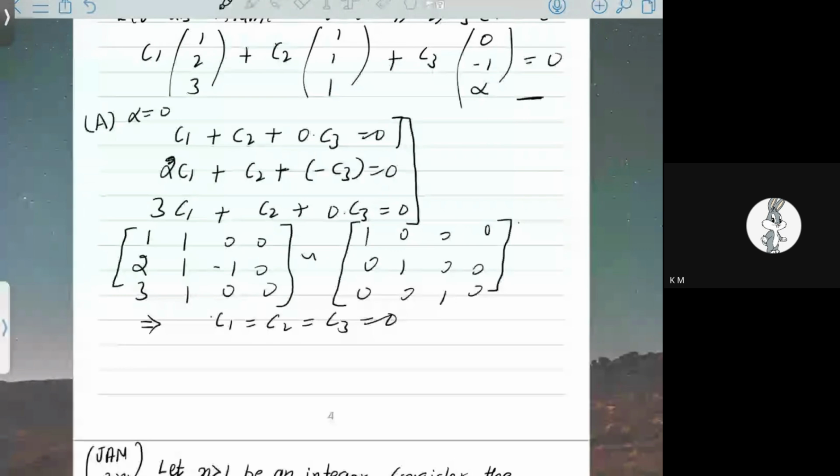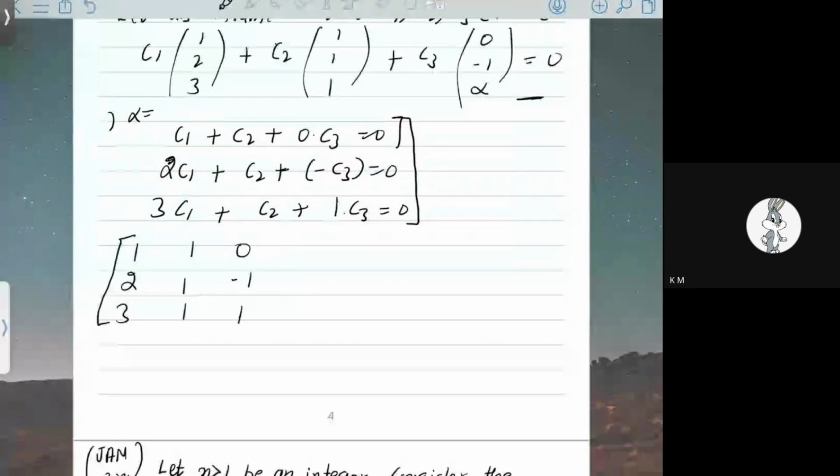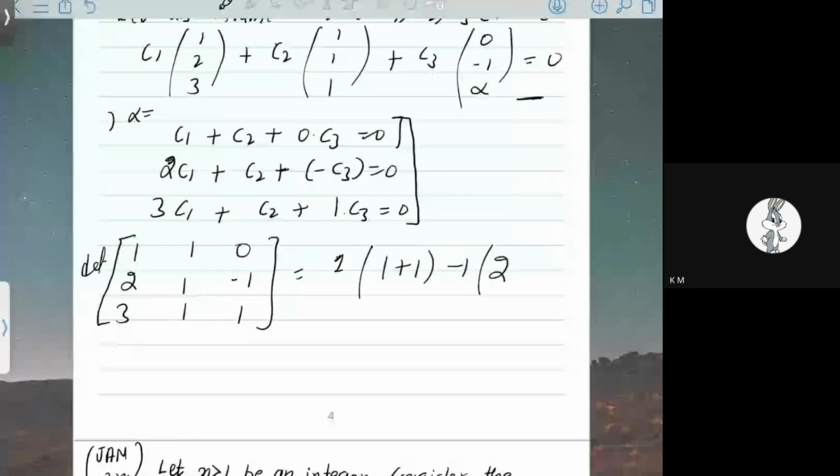Now I'll just erase this. For part B, we take alpha to be 1. So we just replace it here by 1, and then again check. As she said, we check the determinant, because determinant is also a good idea to check for independence. So we now calculate the determinant of this matrix. The determinant of this is 1 times 1 plus 1, then minus 1 times 2 minus 3. So this is 1 plus 1, this is 2. The determinant is 2.